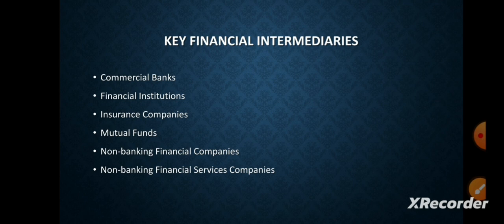Other financial intermediaries. This group consists of merchant banks, credit rating agencies, depositories, and others. Merchant banks are firms which help businesses, government, and other entities in raising finances. They also facilitate mergers, acquisitions, and divestitures. DSP Merrill Lynch, JM Morgan, ICICI Securities, and SBI Capital Markets are among the leading merchant banks in India.